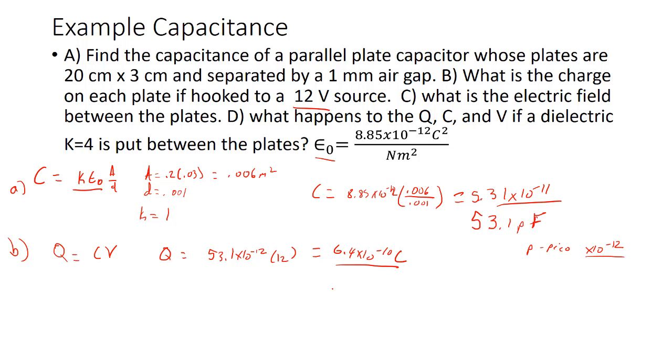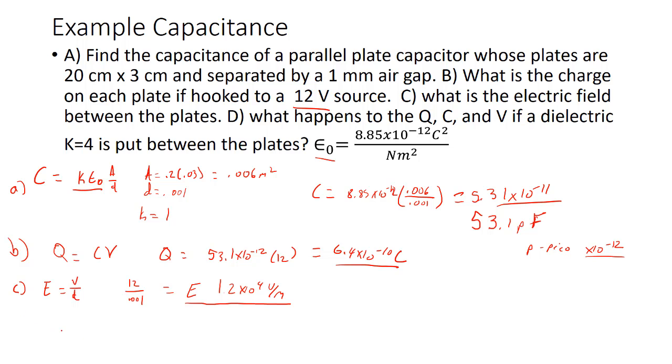Then C says, what is the electric field between the plates? This is a throwback question. Remember, one way to calculate electric field is to take the voltage divided by the distance. And so if we know the voltage is 12 and we know the distance is 0.001, then the electric field strength between these two plates is 1.2 times 10 to the 4th volts per meter. It's also newtons per coulomb, but volts per meter will work.